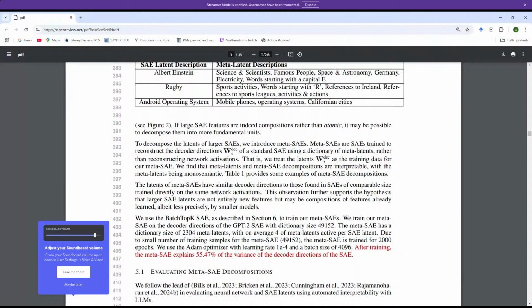And so this claim that meta SAEs are something real is, I think, a bit stronger than the evidence that they show. Like it's not obvious what meta SAEs are actually doing because they're not actually reconstructing well the decoder directions.